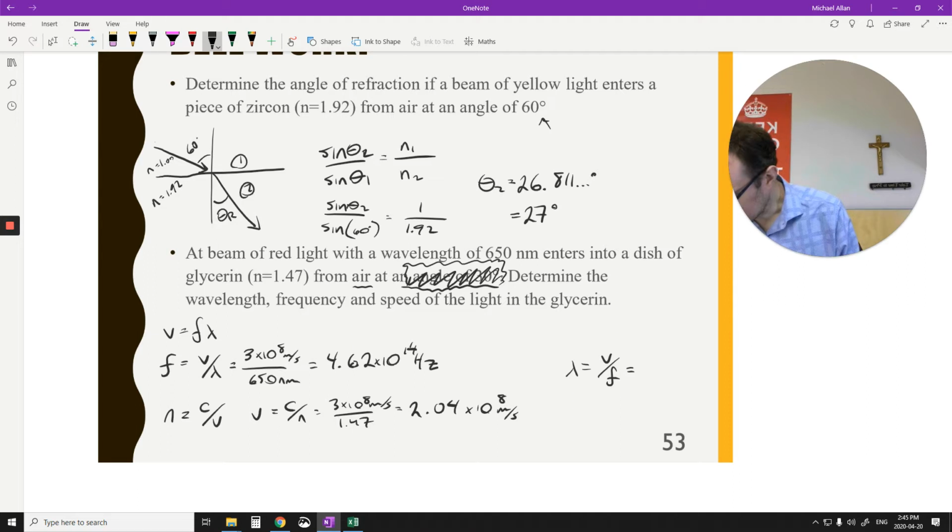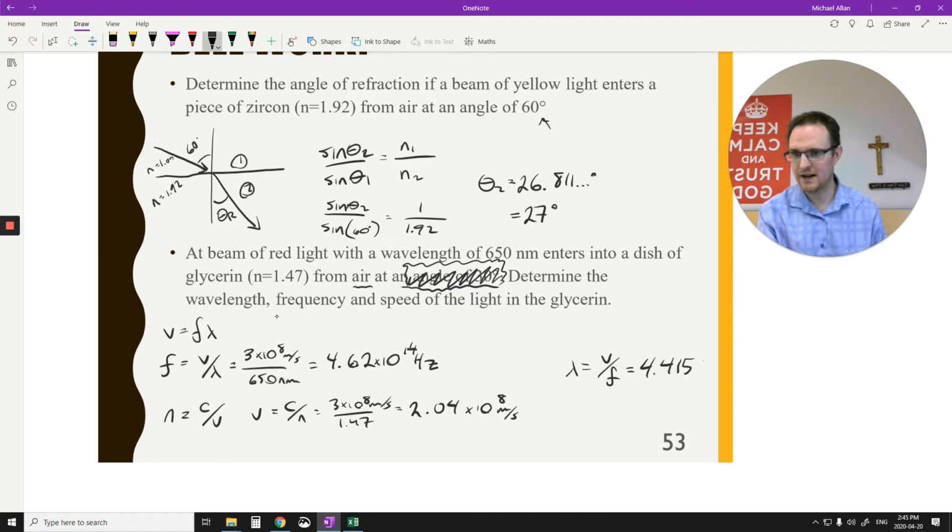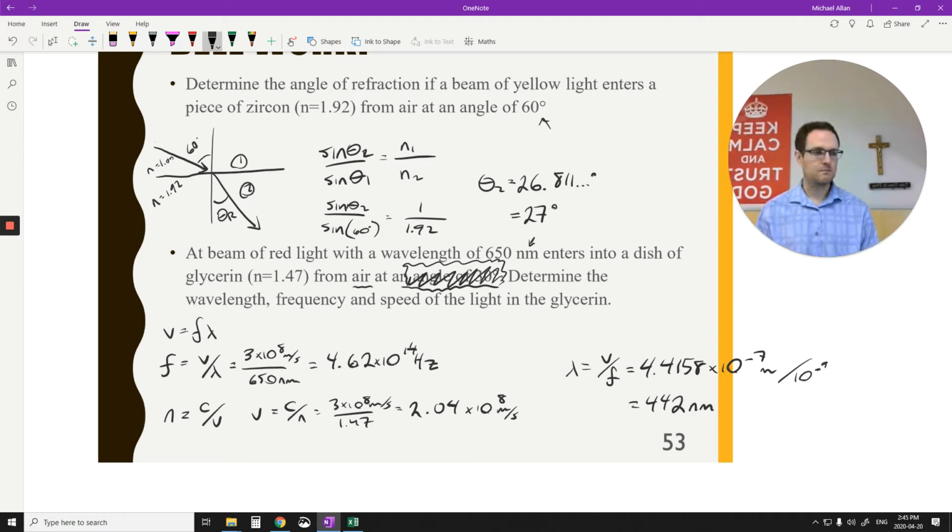So I typed all these numbers incorrectly into my calculator. Actually, if you go through the math of it, it's 4.4158 times 10 to the negative 7 meters. But you notice that up here, this is in nanometers, so I'm going to change this to nanometers. I'm going to divide by 10 to the negative 9, because that's what a nano is. You have 442 nanometers. There you go.